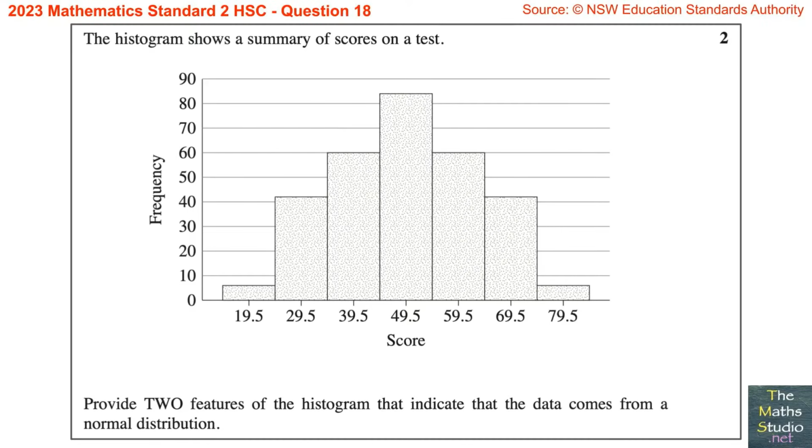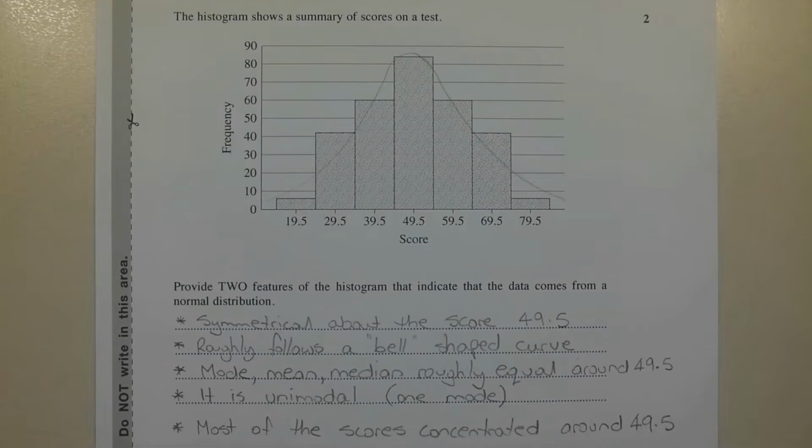Question 18. The histogram shows a summary of scores on a test. Provide two features of the histogram that indicate that the data comes from a normal distribution. In this sample solution, I've provided more than two features that indicate that the data come from a normal distribution. Any two out of the ones presented should be sufficient for 2 marks for this question.